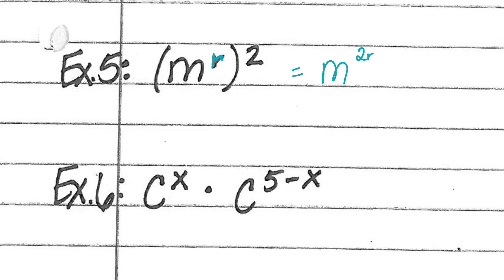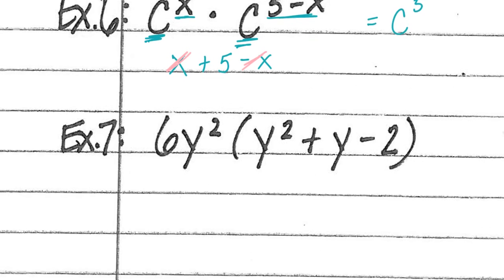And I love this question, example 6. When I multiply the bases, c, I add the exponents. So I'm literally taking x plus 5 minus x. And notice that the x's can cancel out. So I end up with c to the fifth power.